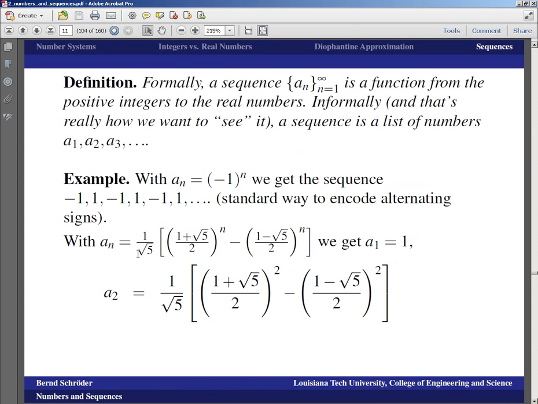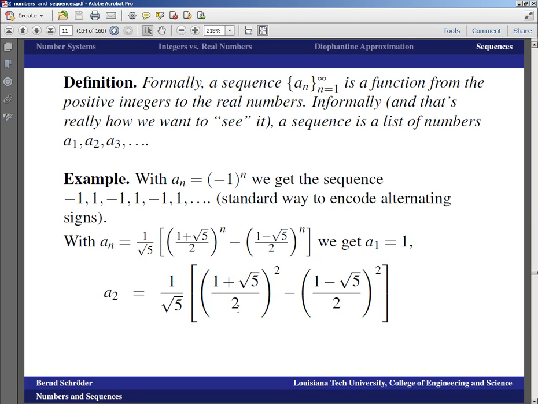So I want a_n to be 1 over root 5 times (1 plus root 5 over 2) to the n minus, not plus, minus (1 minus root 5 over 2) to the n, and big parentheses around the whole thing. When that's the case, a1 is equal to 1, and now that makes sense, because the 1 minus 1 goes away, root 5 minus negative root 5 is 2 times root 5, divided by 2 gives us root 5, and 1 over root 5 multiplied with that gives us a 1.